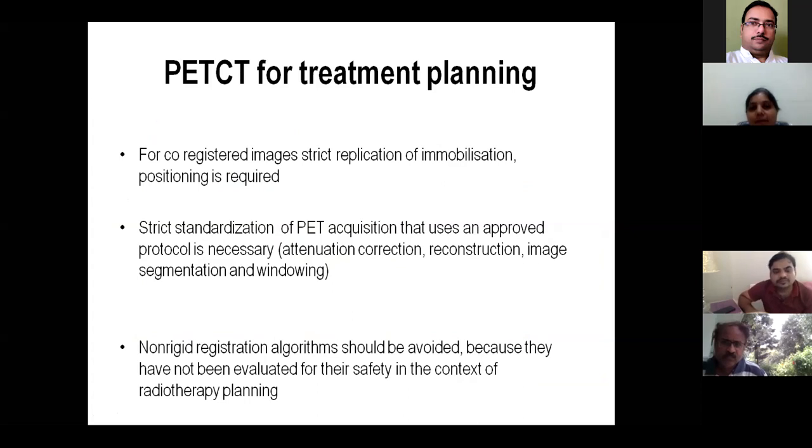PET CT, again, is very commonly used in treatment planning for lung cancers. What is important is that the acquisition of the PET has to be very standardized, and a very strict protocol has to be there in terms of attenuation correction, what kind of reconstruction, and what windowing on the PET you're using. All these things have to be standardized.